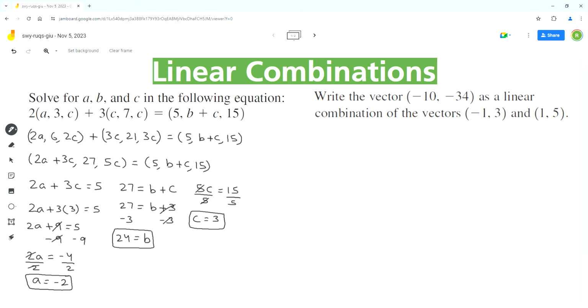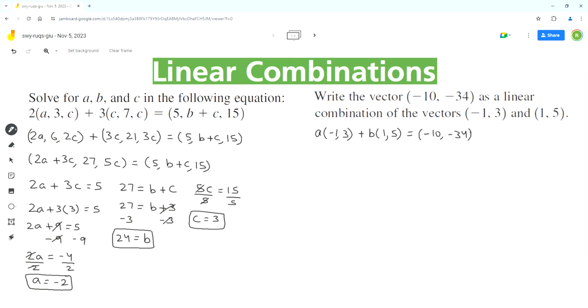So we'll multiply the first vector negative 1, 3 by a, and the second vector by b, and the result of these two scalar multiplications and addition should be the target vector. So this is the equation we have to solve to find the values of a and b, and then we'll use those values to write the linear combination equation.